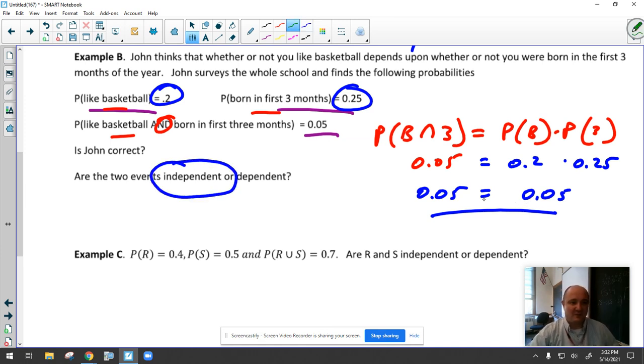Now, in the real world, we don't demand exact equality. We want the two numbers to be reasonably close. The further apart they are, the more we're convinced that they're dependent variables. The closer they are, we suspect they're independent, and maybe the slight variations are due to random chance.